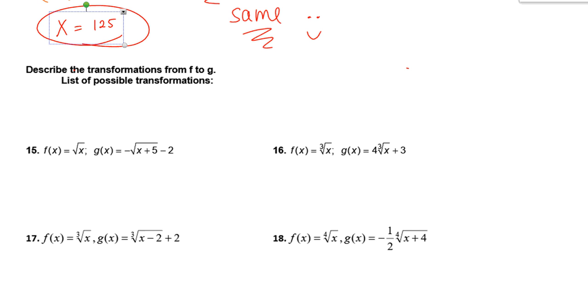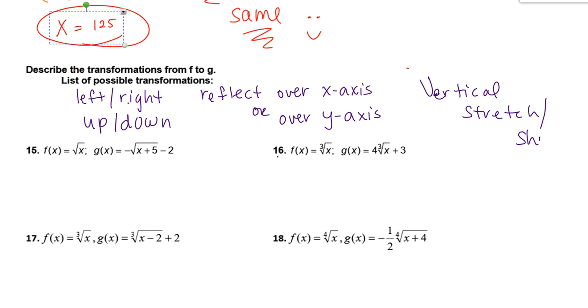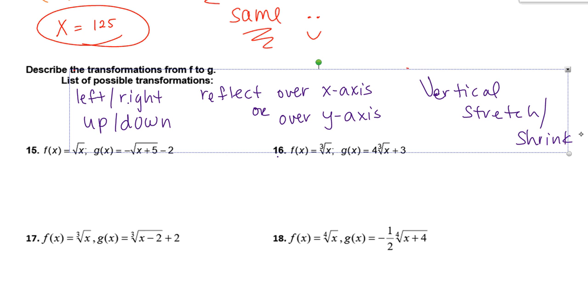Okay, let's do transformations then. So list of possible transformations. Again, it's the same idea. You can go left or right, up or down. You can reflect over the x-axis or y-axis. And you can also do a vertical stretch or shrink. And again, you have the little cheat sheet to help you remember how to figure these ones out. But for the most part, you should know them by now, hopefully.